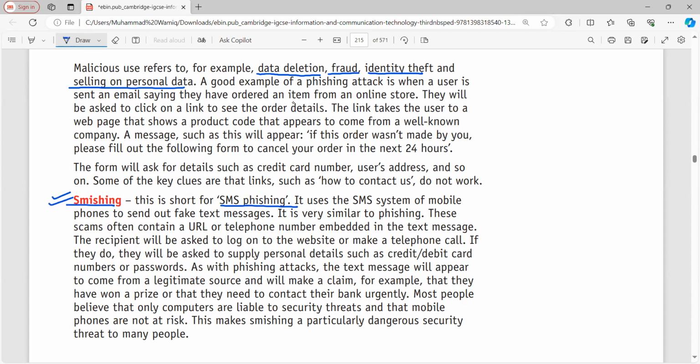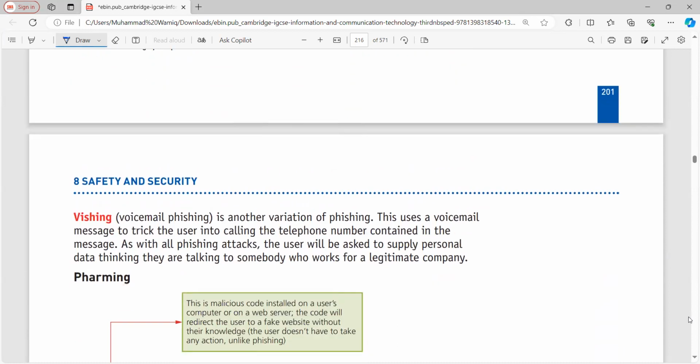Smishing is short for SMS phishing. In phishing, I was using an email, but similarly, if I use an SMS for phishing, that means sending an original-looking SMS to someone through whom I can get important details such as credit card and debit card details. This is smishing. And vishing is also simple. When it comes to phishing, the concept is the same: the user is sending an original-looking email to get your important details. But smishing means that I am using SMS.